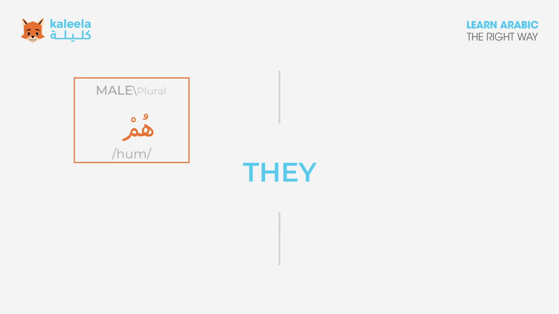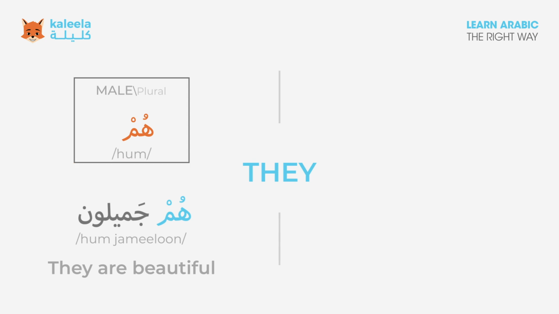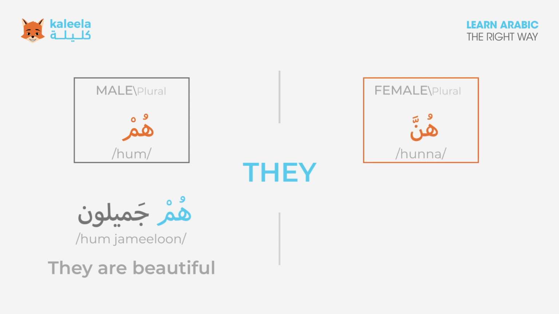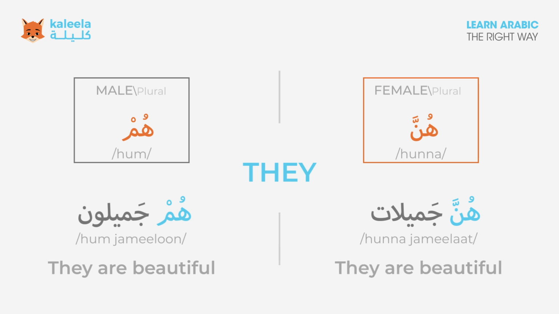They, هم, it's used for masculine in the plural form, as in هم جميلون, which means they are beautiful. They, هن, it's used for feminine in the plural form, as in هن جميلات, which means they are beautiful.